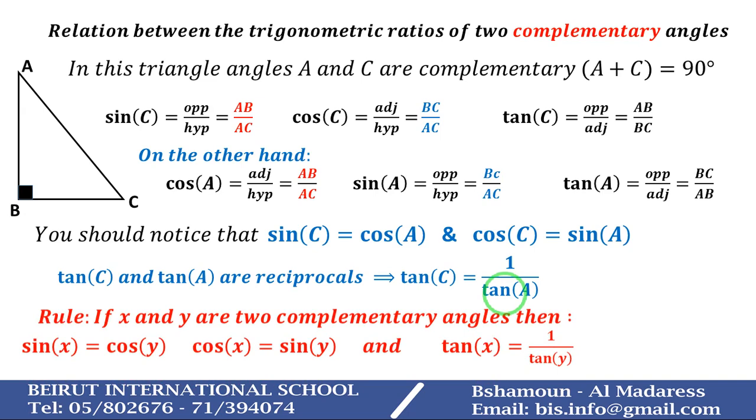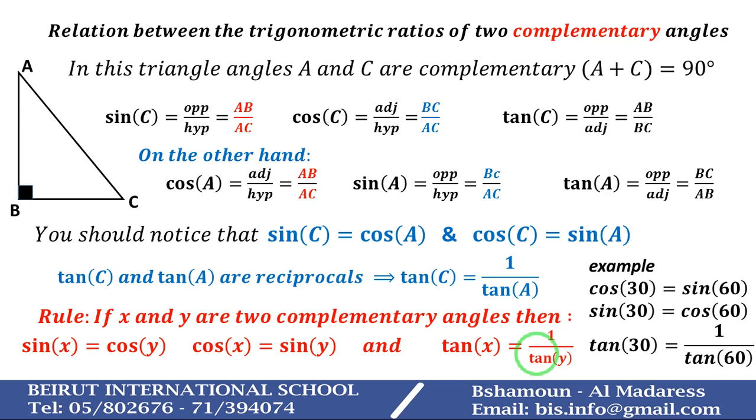So the rule states that if x and y are two complementary angles, then sine x equals cosine y and cosine x equals sine y. And tangent x equals 1 over tangent y. In this example, angles 30 and 60 are two complementary angles. Their sum is 90 degrees. So cosine 30 equals sine 60 and sine 30 equals cosine 60. And tangent 30 equals 1 over tangent 60, as you see.